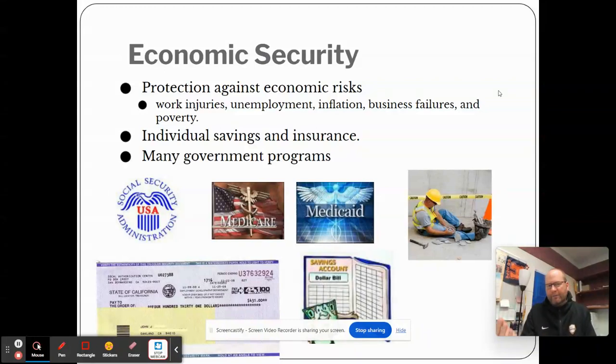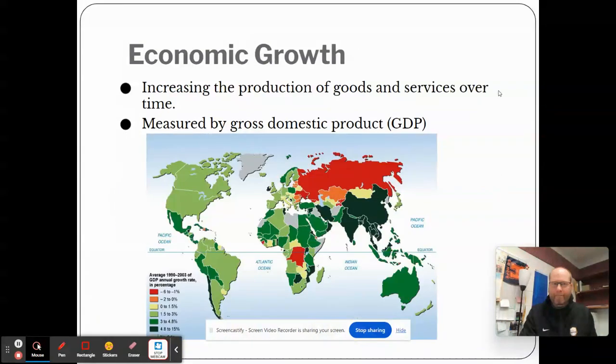And here are some more government programs. Like, we've got Social Security that helps out with some of this stuff. Medicare and Medicaid are two government-run healthcare programs. We've got economic growth then as another broad social goal.